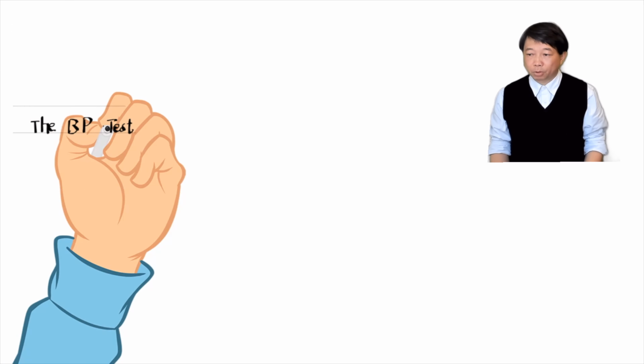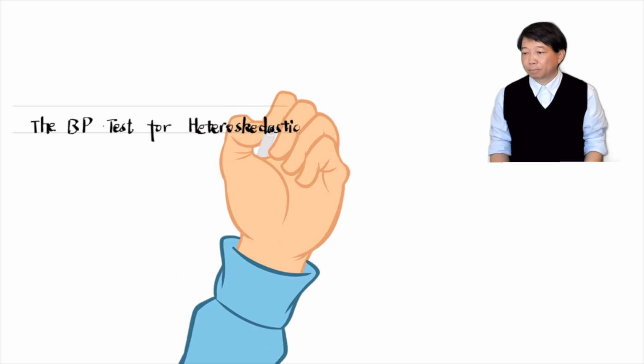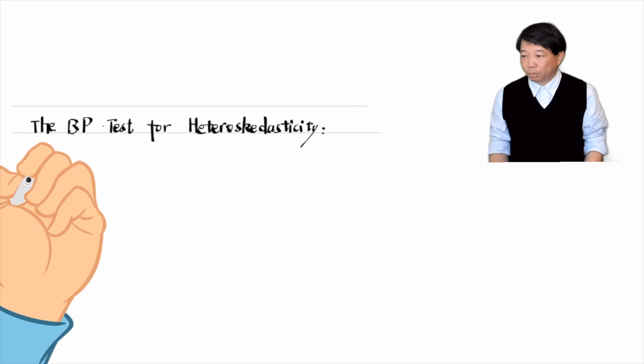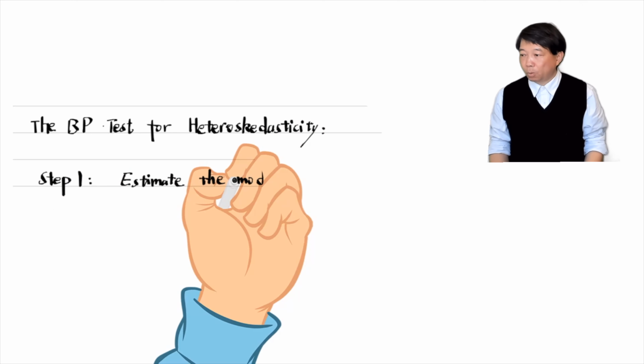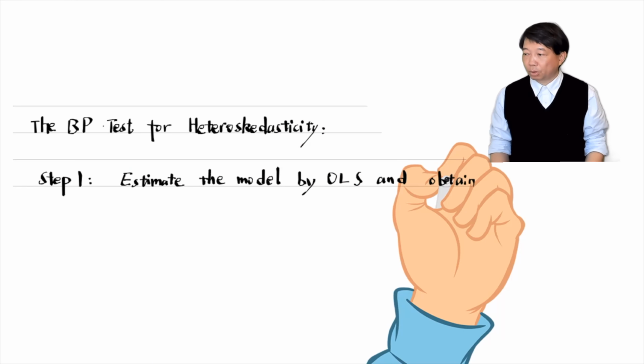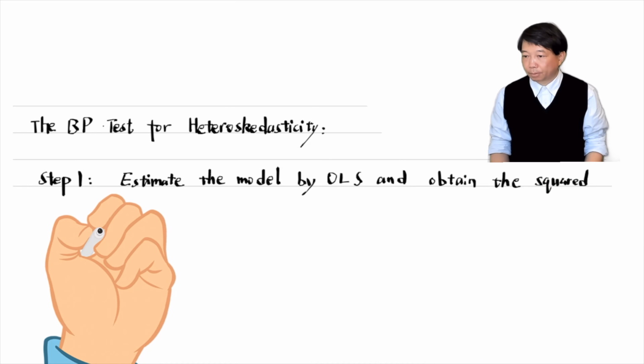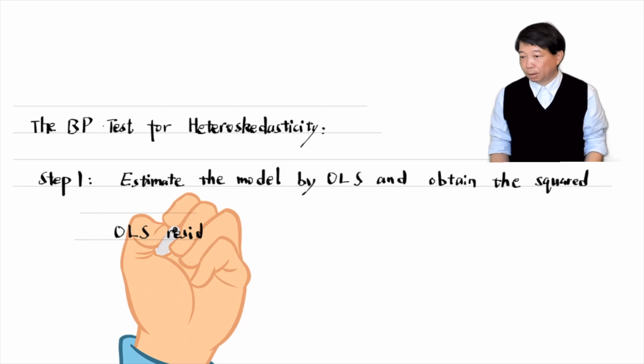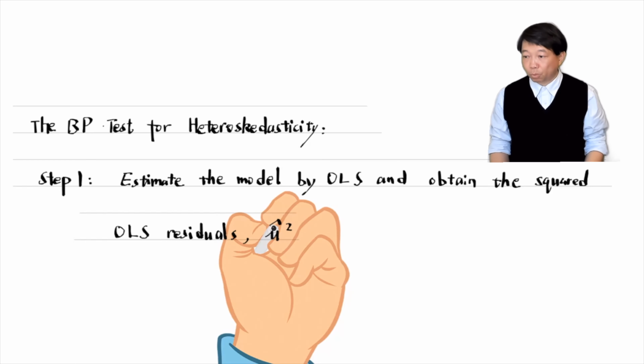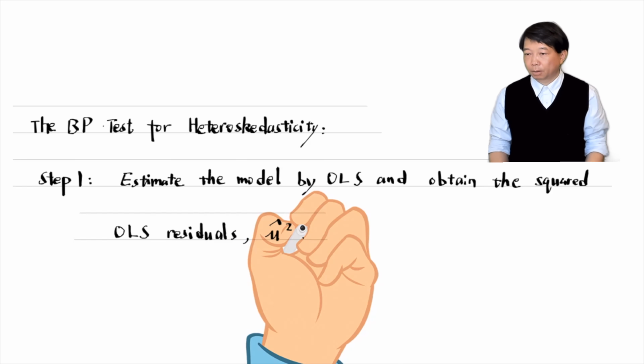There are 2 steps to do the BP test. In the first step, we estimate the model using the OLS method and store the residuals. We then construct another new variable equal to the squares of the residuals.